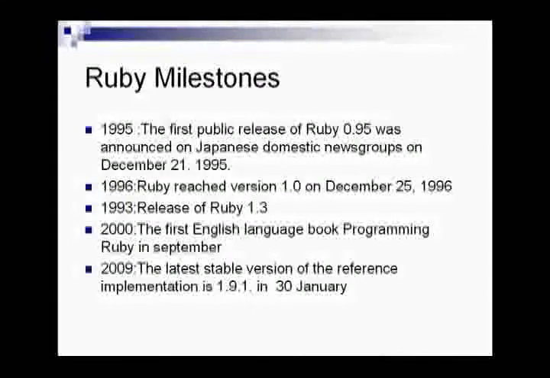1995, the first public release of Ruby 0.95 was announced on a Japanese domestic newsgroup on December 21st, 1995. 1996, Ruby reached version 1.0 on December 25th, 1996. 1998, release of Ruby 1.3. 2000, the language book Programming Ruby in September. The last stable version of the reference implementation is 1.9.1 on 13 January 2009.